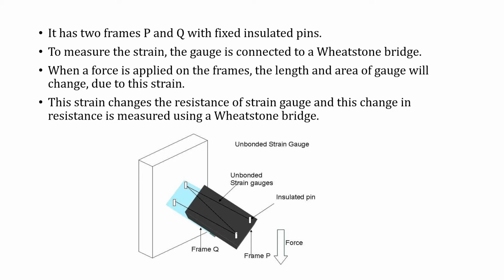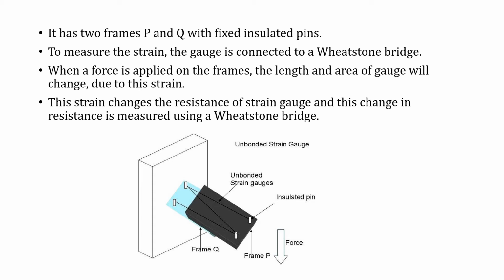It has two frames. This is the frame P and this is the frame Q. To measure strain, the gauge is connected to a Wheatstone bridge. Whenever a force is applied on the frame, the length and area of the gauge will change due to the strain. So whenever pressure or force is applied on frame P, it impacts frame Q, so there is a change in the length or a change in the position of the wires.